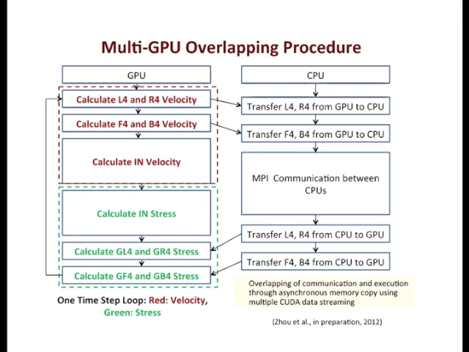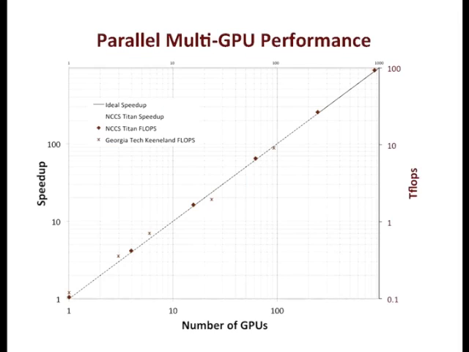The second is that we use overlapping communication and execution through the asynchronous memory copy, and also use multi-CUDA data streams. From there, what we see is the code performs extremely well. This is testing on the Keeneland and also the Titan system. On Titan, up to 900-some GPUs, we get 100% of the overlap. So you get the perfect speedup because you will not see the communication time here.